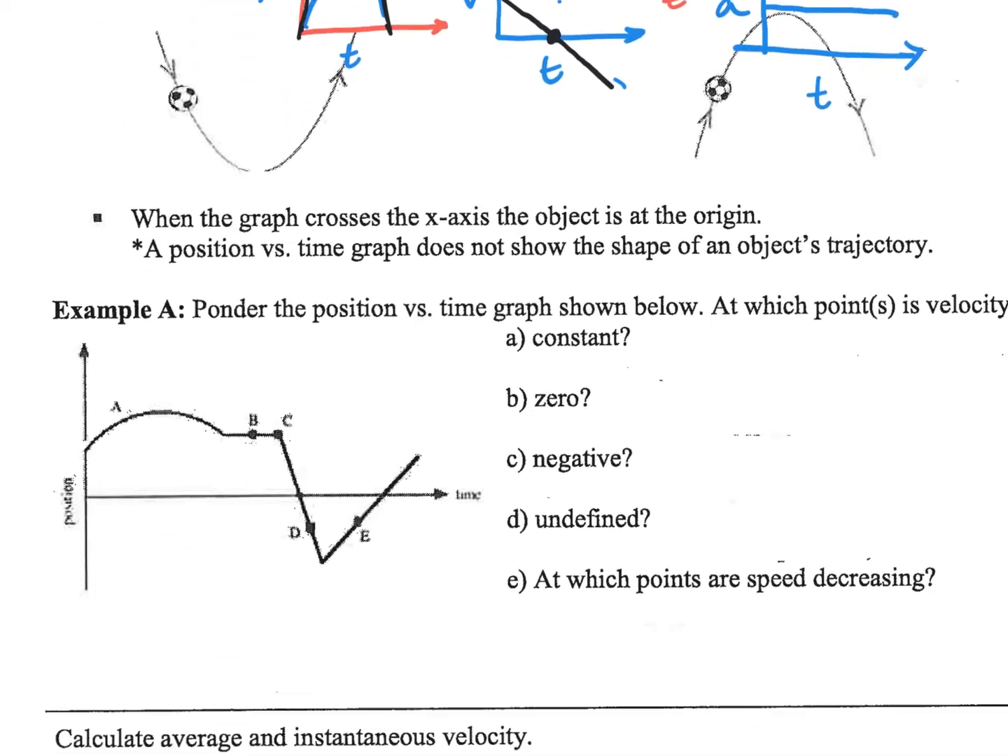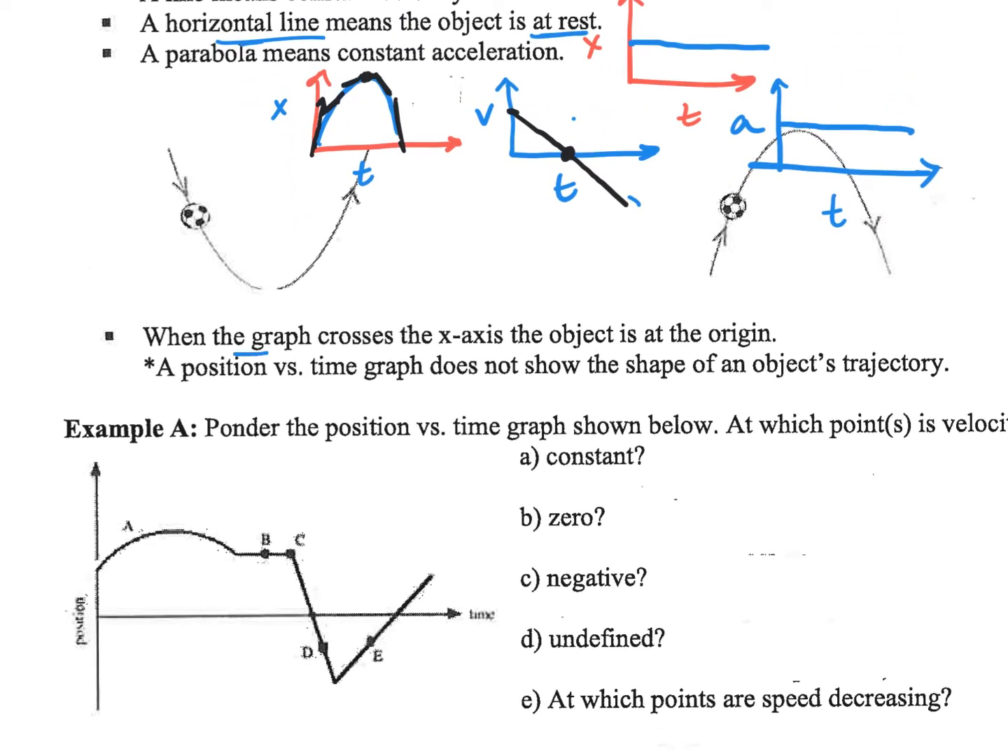dropped. All right, so what do we know? When the graph crosses the x-axis, the object is at the origin. A position graph, guys, a position time graph does not necessarily show you the shape of the object's trajectory. It just tells you it's going what? In a positive direction or a negative direction, doesn't it?